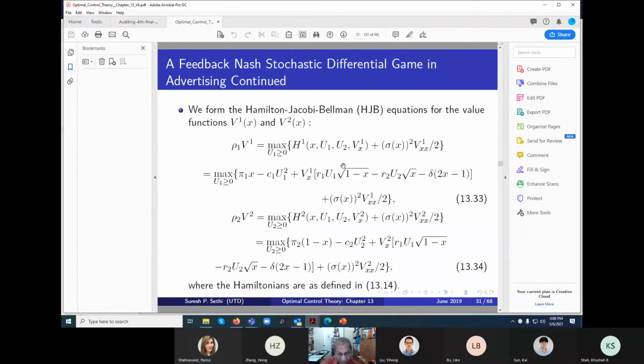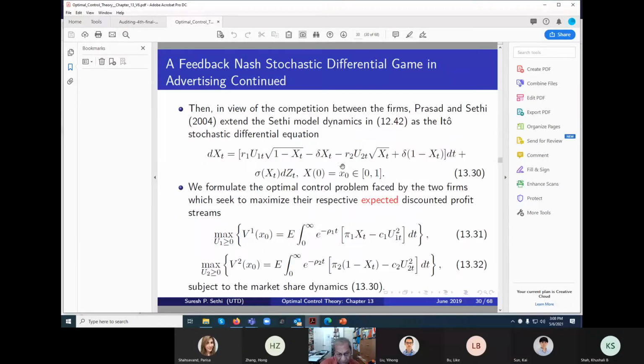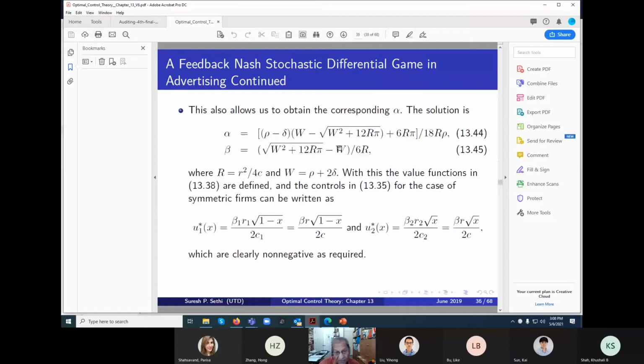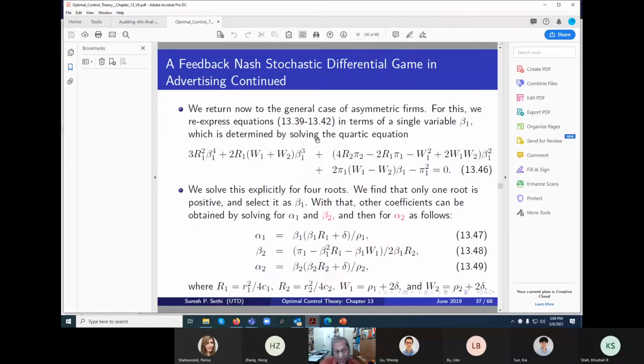Use the control in this model, and then you go to this equation. This is a more complicated equation. You can see that, right? You put those u1 and u2 in there, and you solve this equation, and that's what you get. You can put that in Mathematica or MATLAB. They know how to solve the stochastic differential equation.